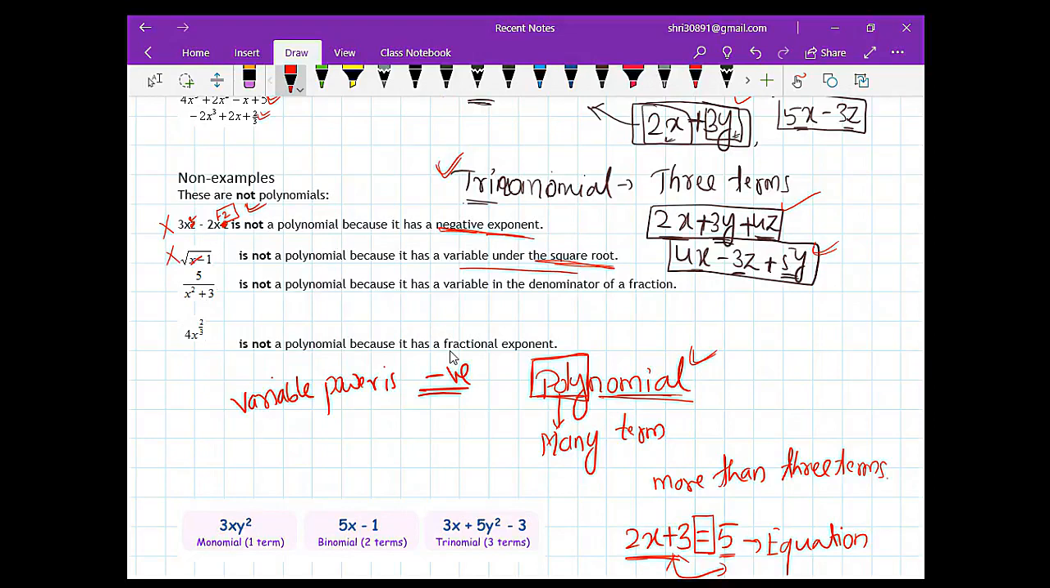Here it is 5 upon x squared plus 3. Here the variable is in the denominator. x squared plus 3 is an expression, and if it is in the denominator, then it is also not a polynomial. And the last one is, if the exponent or power of the variable is a fraction, then this is also not a polynomial. These four conditions are examples of not polynomials. You should know that.